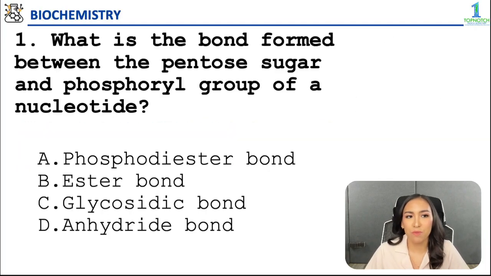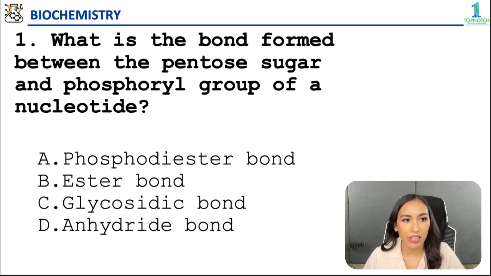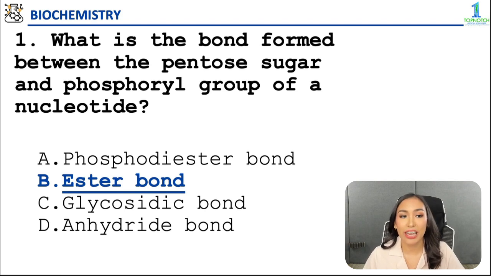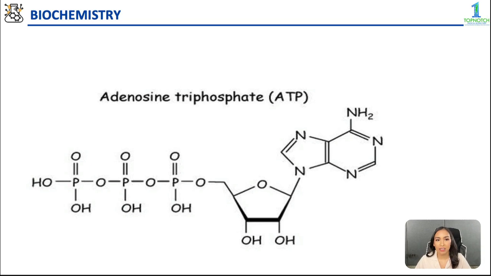Alright, so number 1, what is the bond formed between the pentose sugar and phosphoryl group of a nucleotide? Alright, and the correct answer is, it's actually the ester bond. Okay, ester bond. Let's look at the structure of a nucleotide.